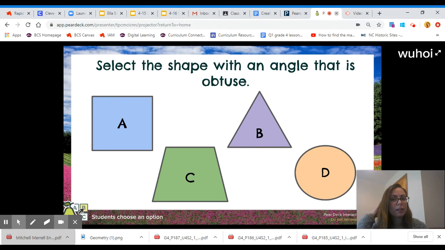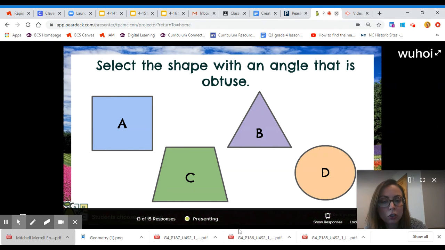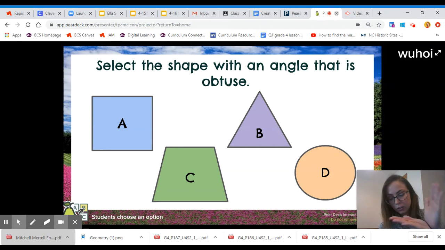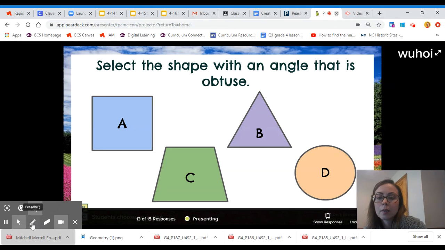So this one was select the shape with an angle that is obtuse. So you're going to be looking for which one has an angle that's obtuse, that's larger than the right angle, which is 90 degrees. And we're going to look for that. And I showed the class, I feel like this was a pretty powerful visual.